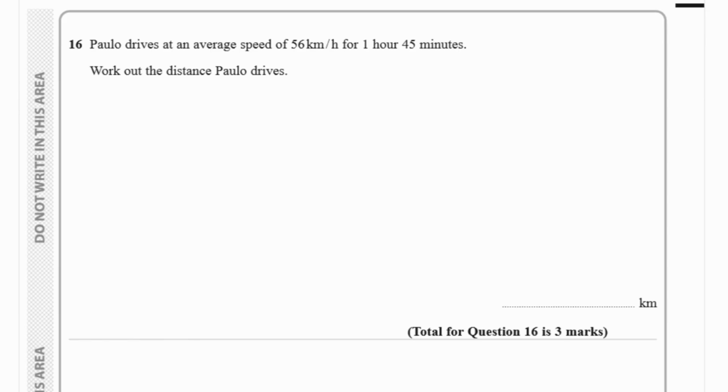Question 16. Paolo drives at an average speed of 56 kilometers per hour for 1 hour 45 minutes. Work out the distance Paolo drives. So we know that the formula for speed is equal to distance divided by time. And if we rearrange this formula to find the distance, we can see that distance will be equal to speed multiplied by time.